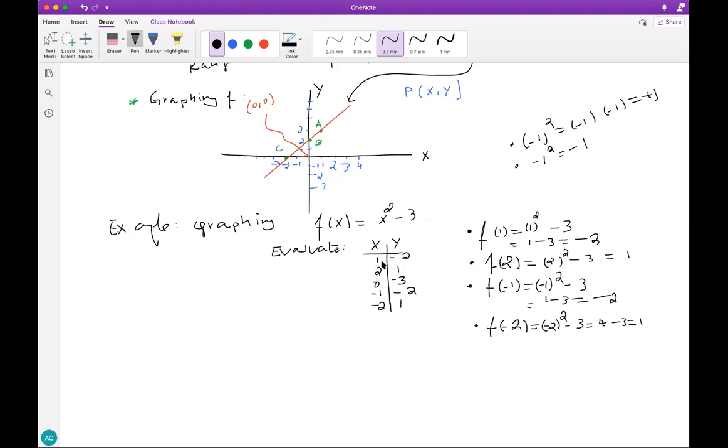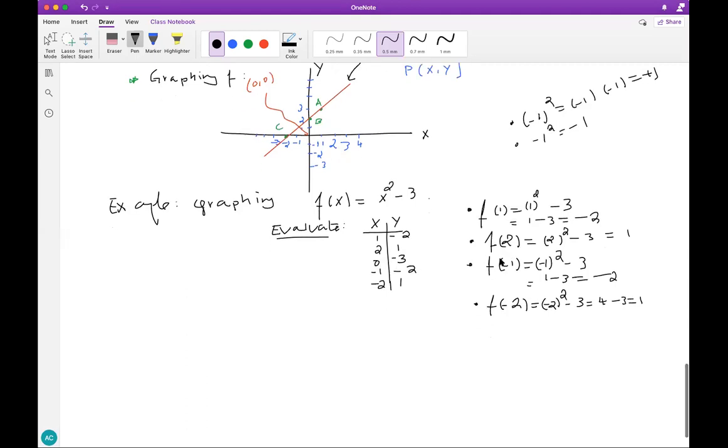Should give us an idea how the graph looks like. So this is what we mean by evaluate. You make a table. You might be given a table. If you don't have one, feel free to make one like this. Usually take small numbers, some positives, some negatives, and 0, if 0 is allowed. Sometimes it's not allowed. We'll see next time.